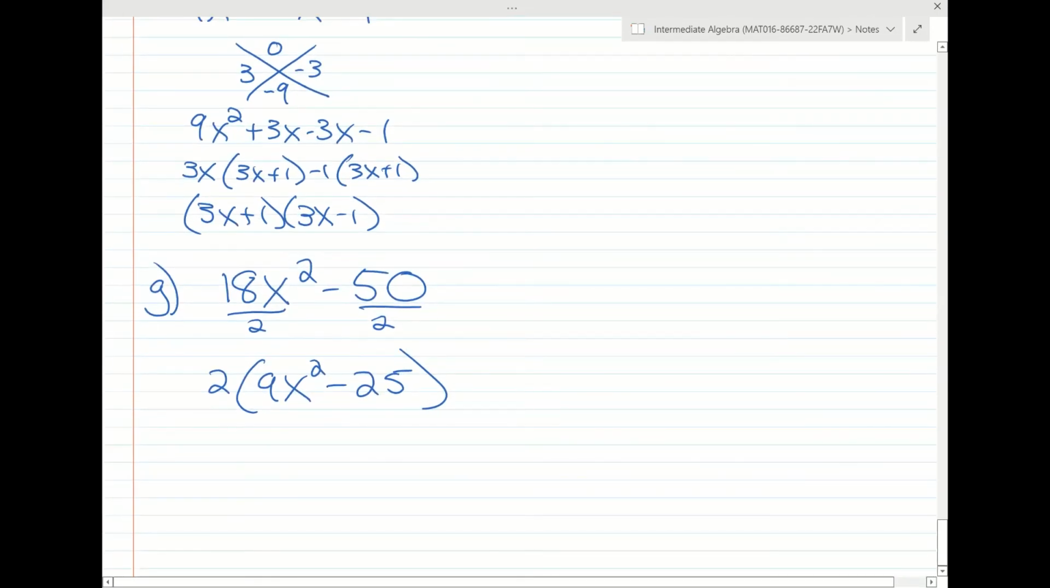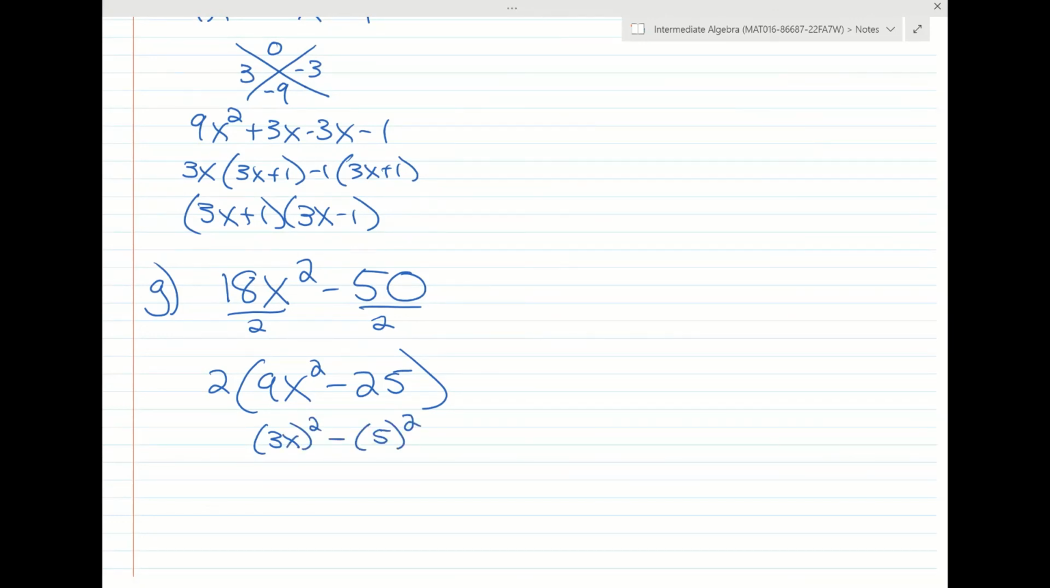But now 9x squared is the same thing as 3x to the second. 25 is the same thing as 5 to the second. So we could factor this as, don't forget the 2, that was the initial GCF. But then 3x plus 5 times 3x minus 5.